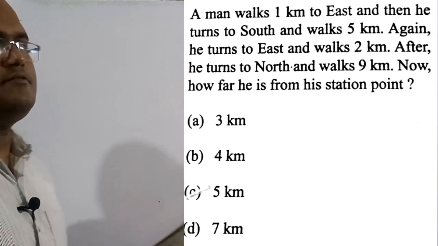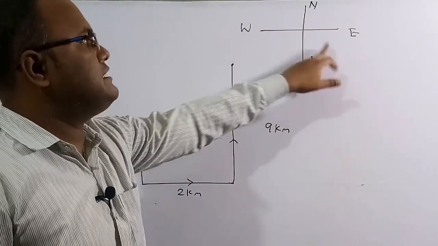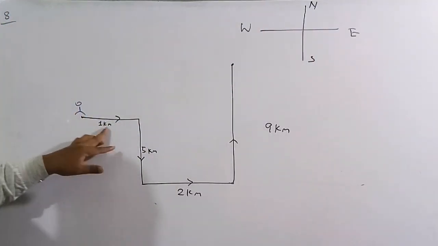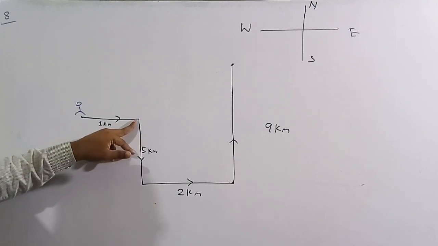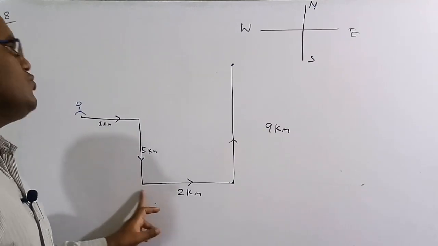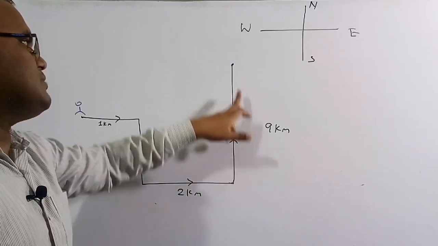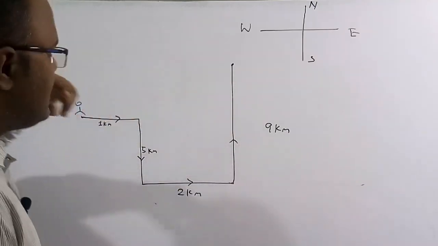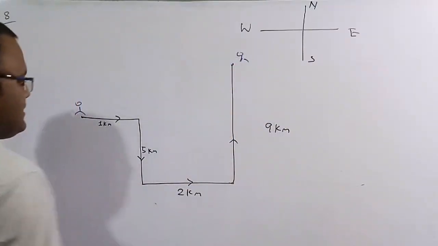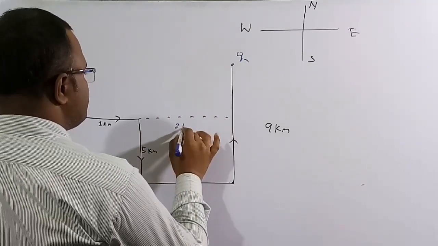So let's solve this numerical. So basically there is a person, and this is the direction north, south, east and west. The person is at a starting position, and he went 1 kilometer to east. Again he went 5 kilometer to south. Again after reaching here, he went 2 kilometer to east direction, and then again he went 9 kilometer in the north direction. So in the question they are asking what is the distance between the initial and the final position. So basically if this is 2 kilometer, then this is also the same thing, which is 2 kilometer.